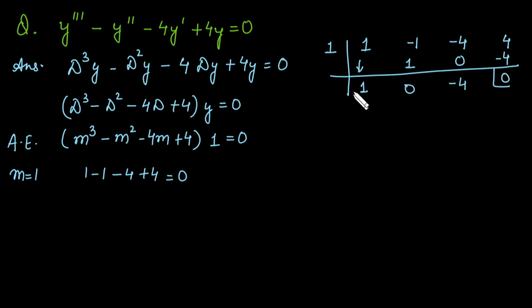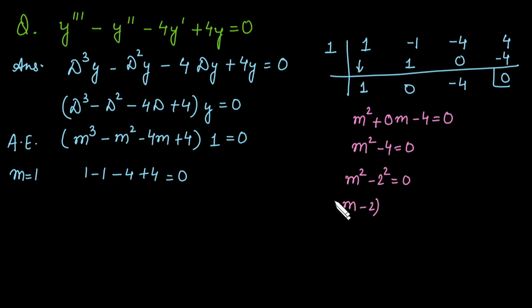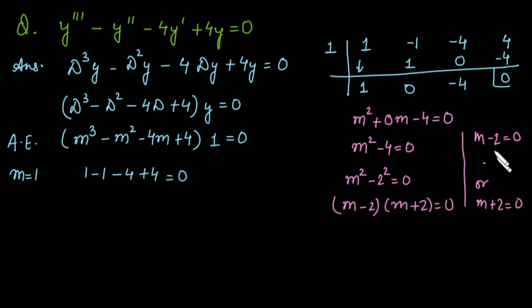So from here the quadratic equation we have is m² + 0m − 4 = 0. It means m² − 4 = 0. So we can write this as m² − 2² = 0. So (m − 2)(m + 2) = 0. This implies either m − 2 = 0 or m + 2 = 0. If m − 2 = 0 then m = 2, and from the other, m = −2.